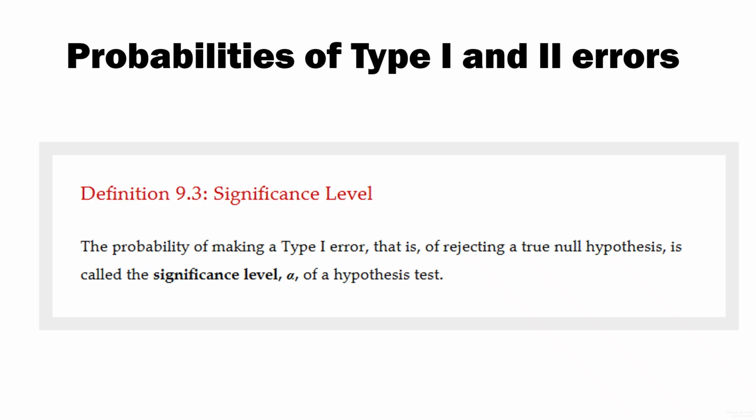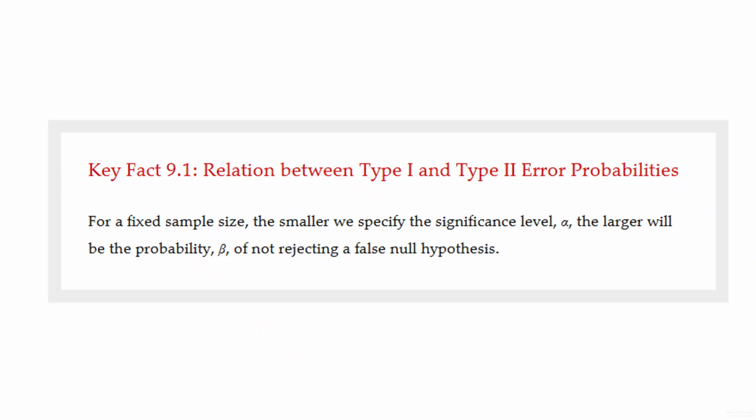So ideally, in a perfect world, both type 1 and type 2 errors should have really small probabilities, and then your chance of making an incorrect decision would be really small regardless of whether the null hypothesis is true or false. But that can't always happen, so we do have to balance our significance level alpha with our beta, and also with our sample size. This leads to the key fact on the relation between type 1 and type 2 error probabilities. For a fixed sample size, the smaller we specify the significance level alpha, the larger will be the probability beta of not rejecting the null hypothesis.